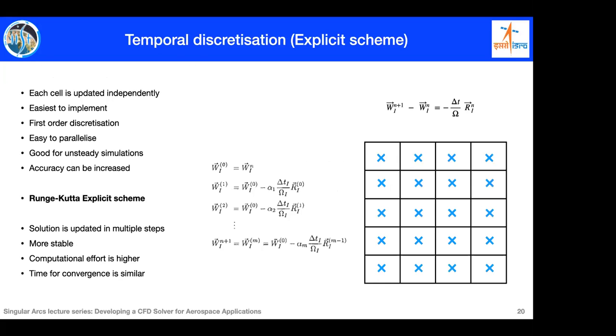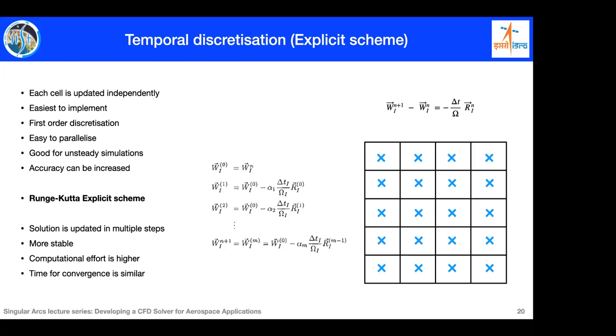Now when we come to the explicit scheme, as I told earlier, this is a very easy scheme. You march cell by cell. You go to the first cell, you have already computed the fluxes or the residual, then you just multiply it, get the delta W, and add it to your present solution, and you will get the new solution. So this is a very easy marching scheme.